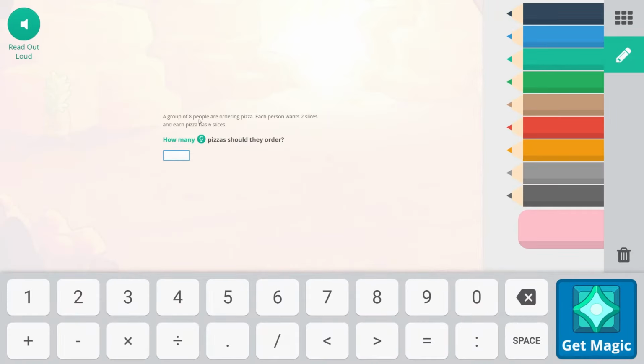A group of 8 people are ordering pizza. Each person wants 2 slices. And each pizza has 6 slices. How many pizzas should they order?